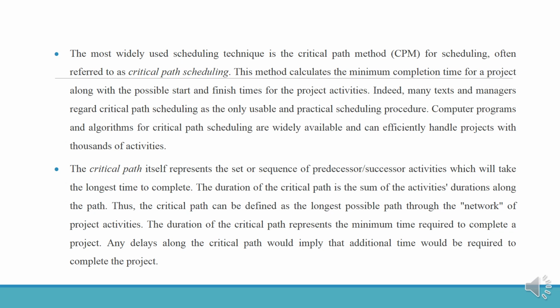Computer programs and algorithms for critical path scheduling are widely available and can efficiently handle projects with thousands of activities. The critical path itself represents the set or sequence of predecessor-successor activities which will take the longest time to complete. The duration of the critical path is the sum of the activity durations along the path. Thus, the critical path can be defined as the longest possible path through the network of the project activities. The duration of the critical path represents the minimum time requirement to complete the project. Any delay along the critical path would imply that additional time would be required to complete the project.